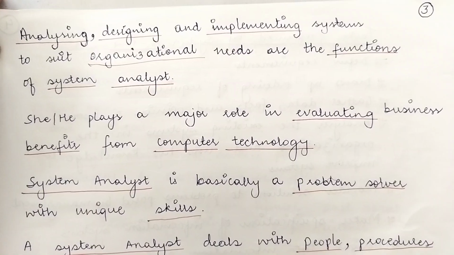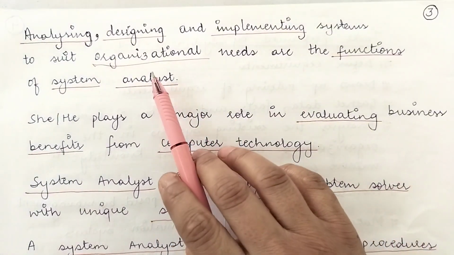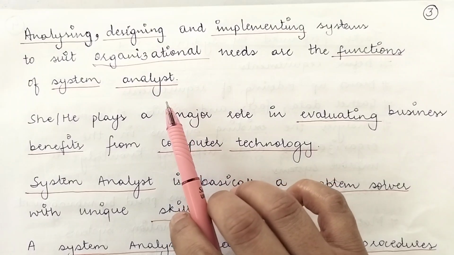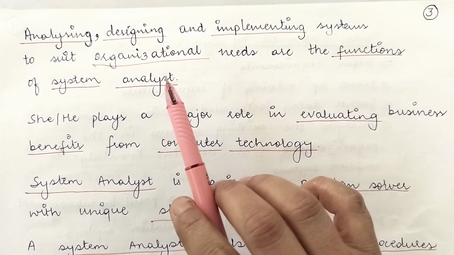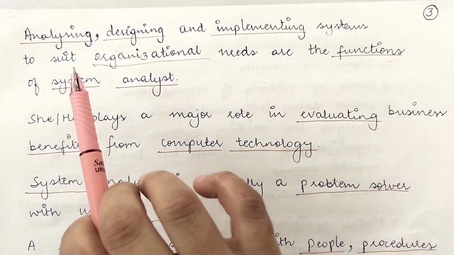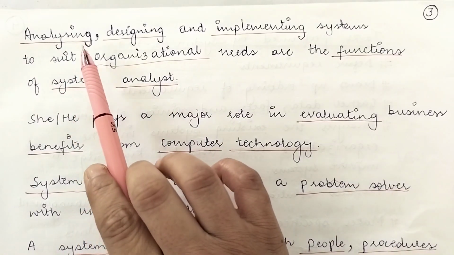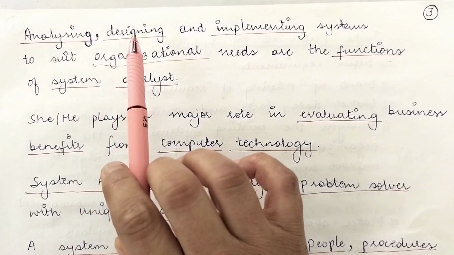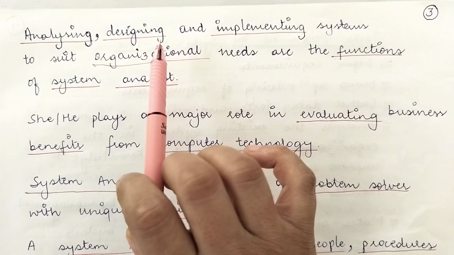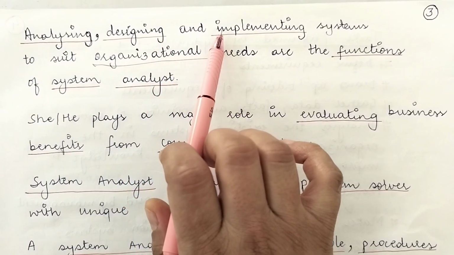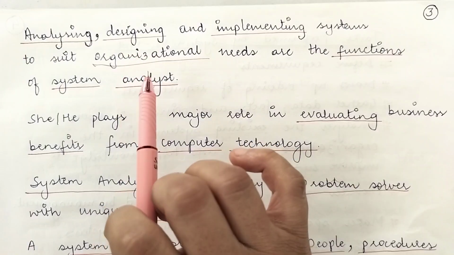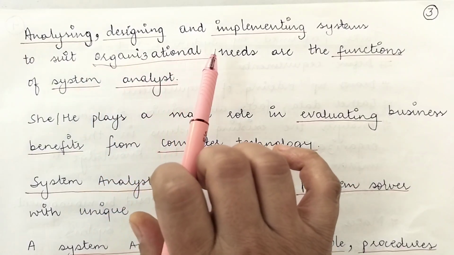Analyzing, designing and implementing systems to suit organizational needs are the functions of system analysts. So basically, in summary, what are the functions of a system analyst? Majorly, three important functions of any system analyst are analyzing the system, then after the analysis has been done, designing the system, and then after designing the system with the help of computer programmers, implementing these systems so that the system which has been designed suits the organizational needs.